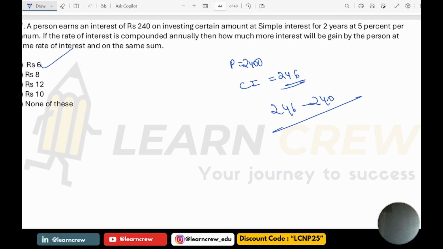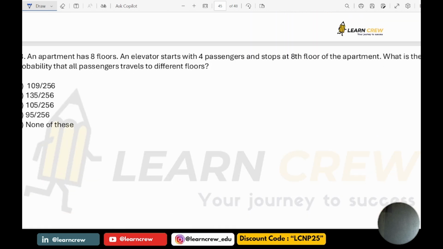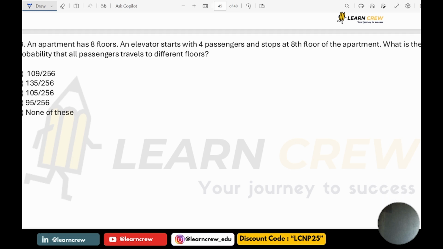246 minus 240, the difference is 6. Now, an apartment has 8 floors. An elevator starts with 4 passengers and stops at the 8th floor of the apartment. What is the probability that the passengers travel to different floors?